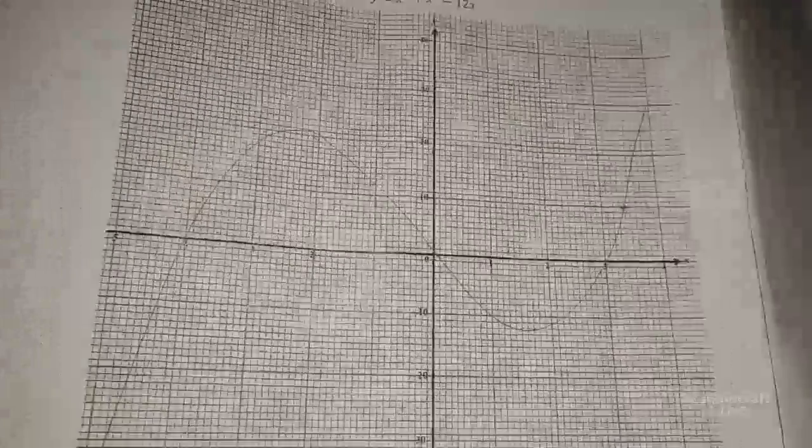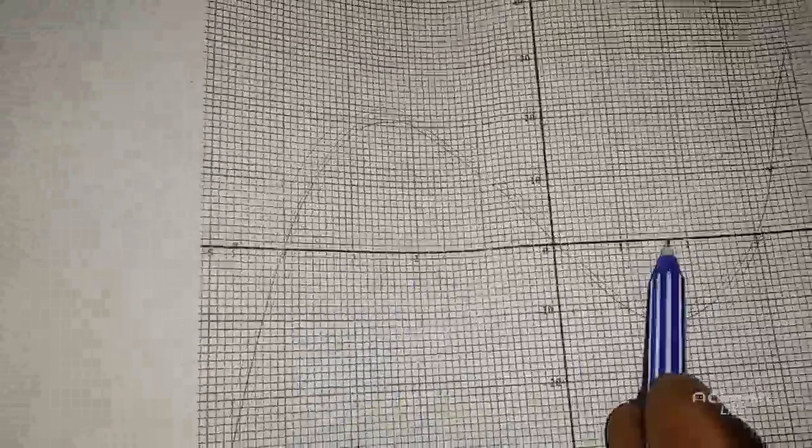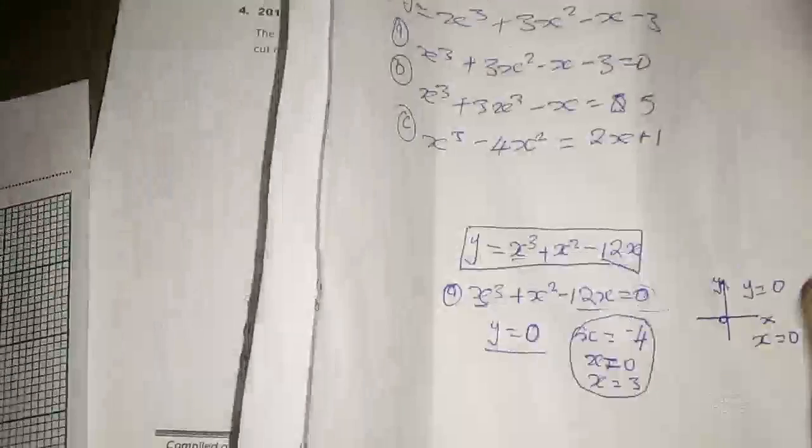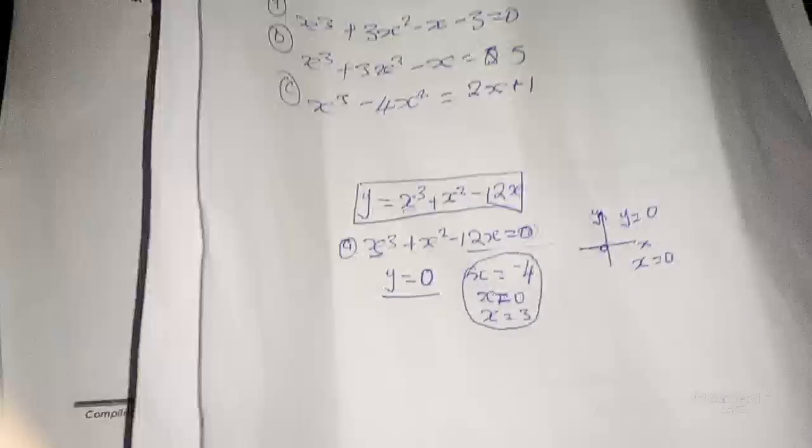Okay, we have answered that one, because when we saw y is equal to 0, we are talking about this line that crosses y at 0. I'm sure you are clear with that one. This is the way you can answer the first one.